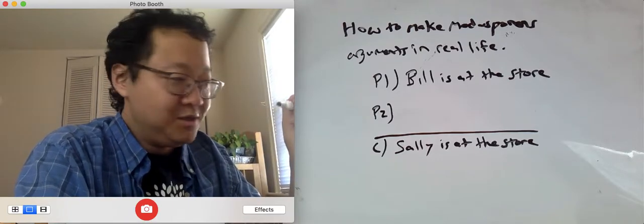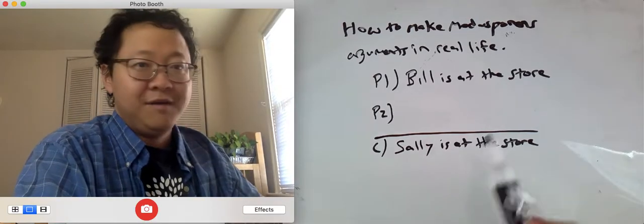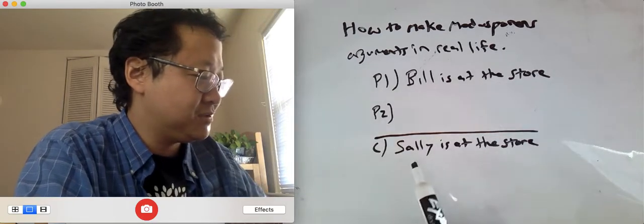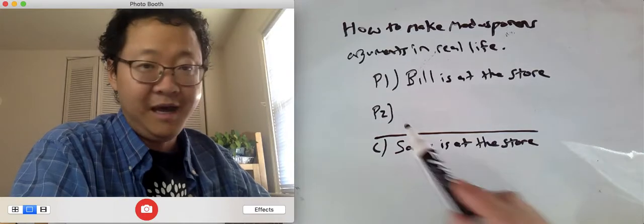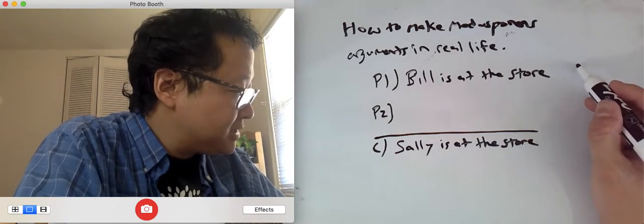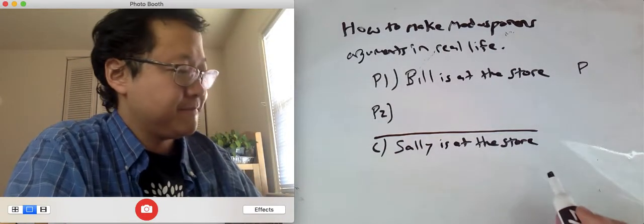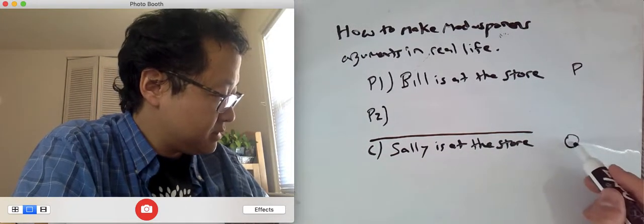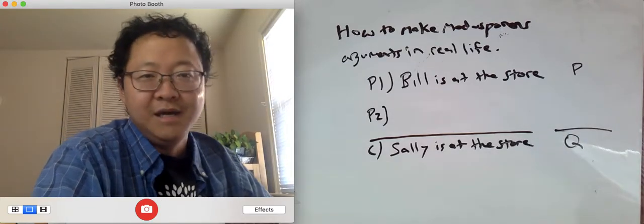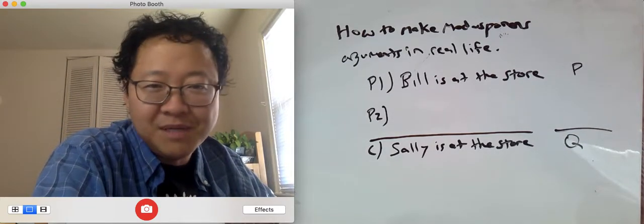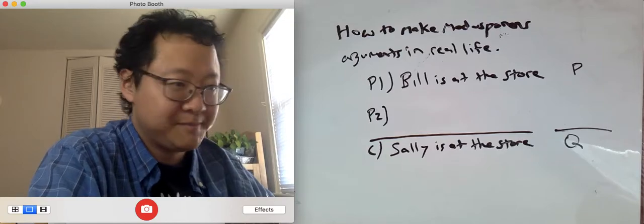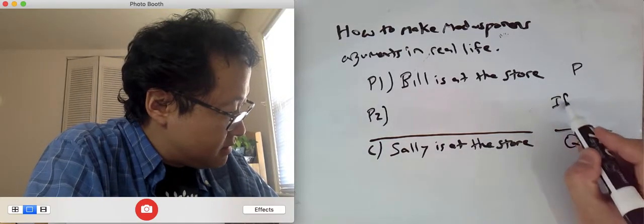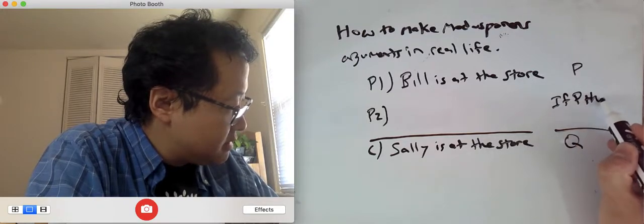Okay, so here are going to be our steps for how to make this into a modus ponens argument when you're trying to reason from Bill is at the store to Sally's at the store. We can add a premise. First, call Bill is at the store P. And we can call Sally's at the store Q. That might help you. Now, what would be missing to make this modus ponens? What you will need is this. If P, then Q.